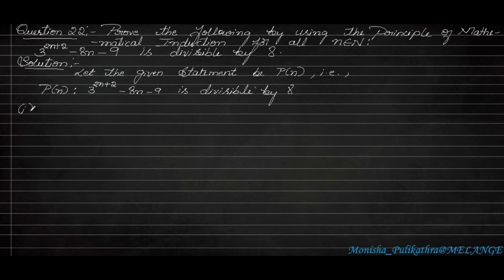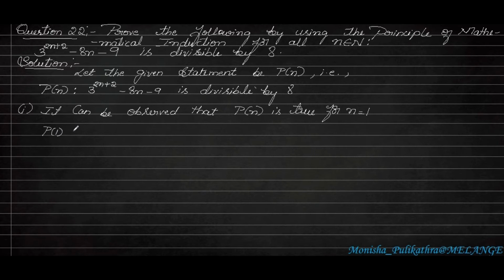So the first step is, it can be observed that P of n is true for n is equal to 1. So first we have to substitute 1 in the place of n here.